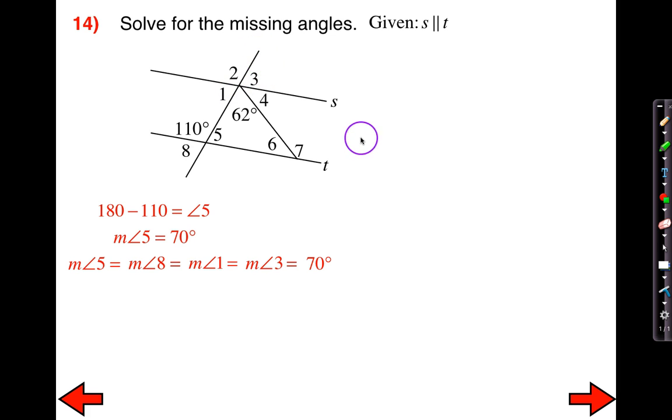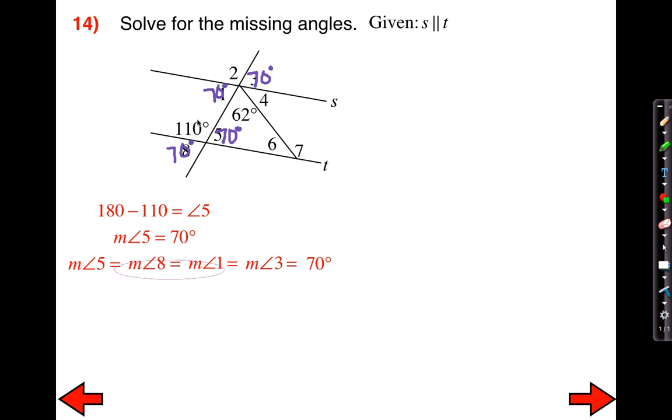So notice how these create chain reactions. If you know 1, you might be able to figure out a couple more. So here, angle 5, angle 8, 1, and 3 are all 70 degrees. So this is 70 degrees. This is 70 degrees. This is 70 degrees. And this is also 70 degrees.